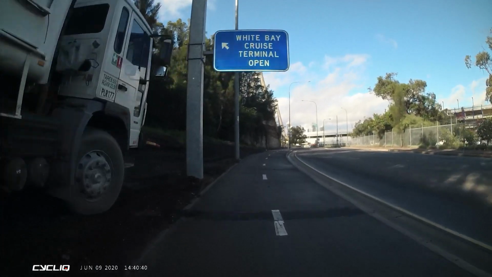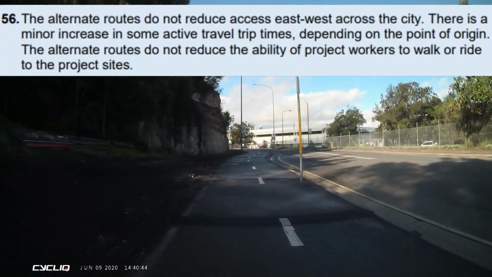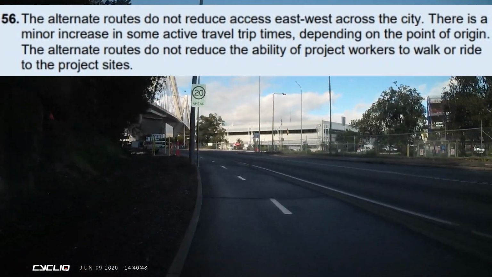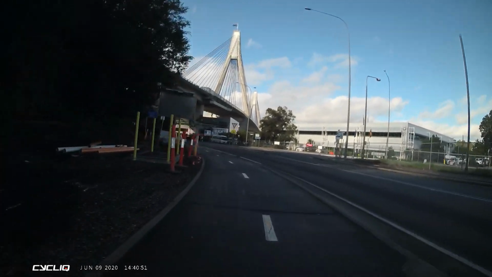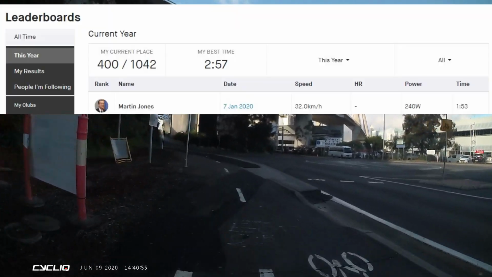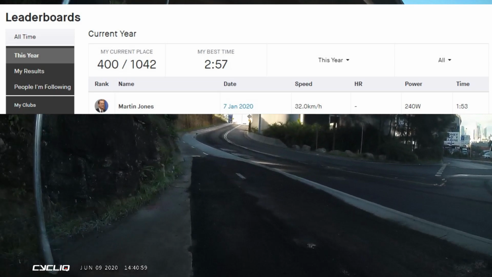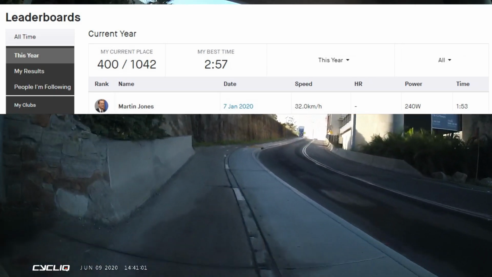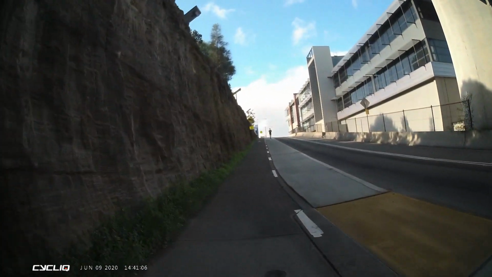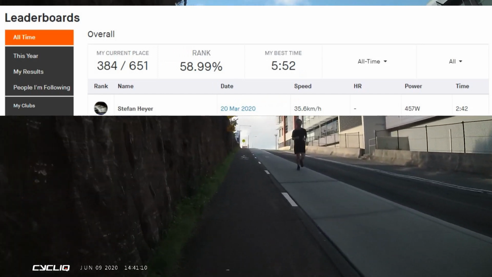Now, let's go back to the answer of the parliamentary committee question, which was, "The alternative routes do not reduce access east-west across the city." End quote. What can the data from Strava tell us about this response? I filtered the no detour segment to just this year and found that up until when the overbridge was demolished, 1,042 cyclists travelled this route. But in the 3 months since demolition, only 651 cyclists have gone this way, a 38% reduction.